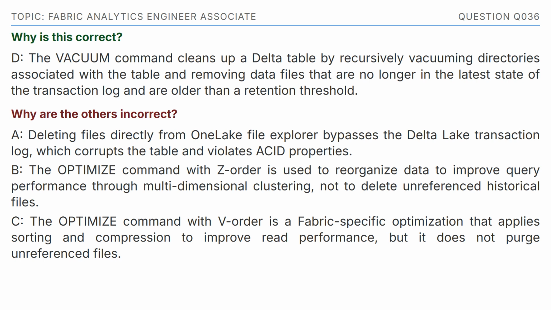Why are the others incorrect? A. Deleting files directly from OneLake File Explorer bypasses the Delta Lake transaction log, which corrupts the table and violates ACID properties. B. The optimize command with zorder is used to reorganize data to improve query performance through multi-dimensional clustering, not to delete unreferenced historical files. C. The optimize command with vorder is a Fabric-specific optimization that applies sorting and compression to improve read performance, but it does not purge unreferenced files.